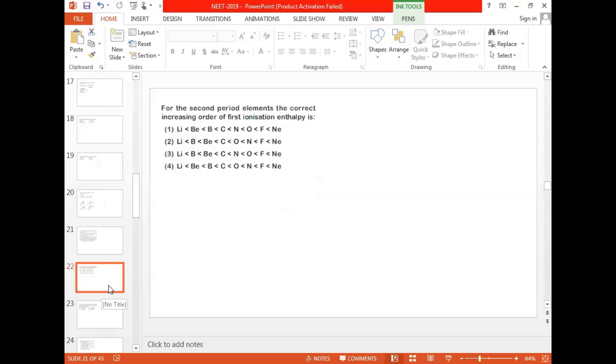Now come to question number 22. Answer this for the second period elements. Arrange them in the increasing order of ionization enthalpy. They are asking about first ionization enthalpy. How should we consider it? Which one is correct? Any idea regarding this?